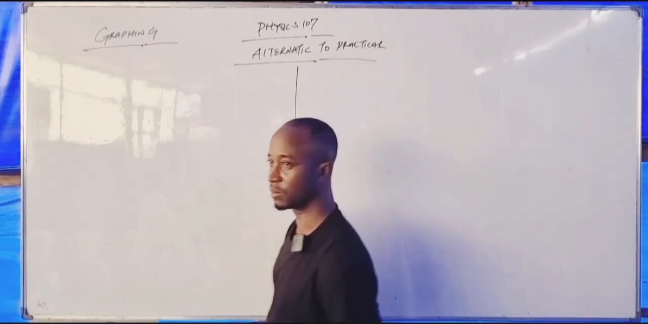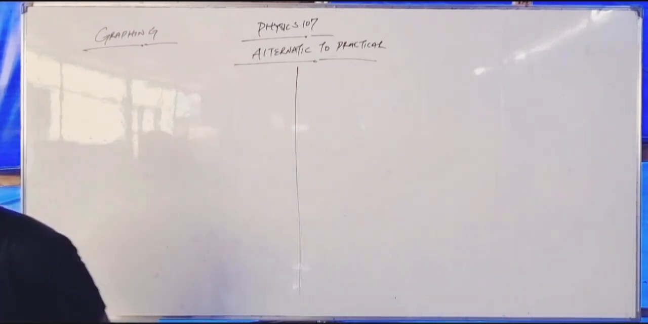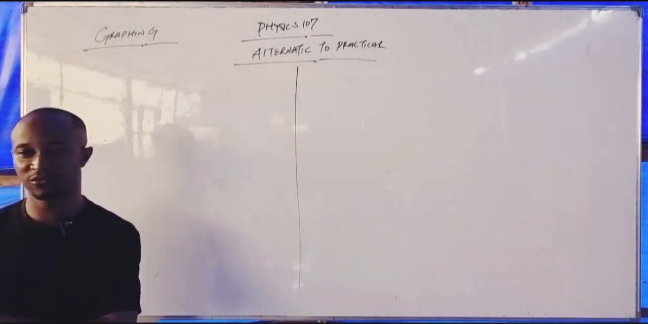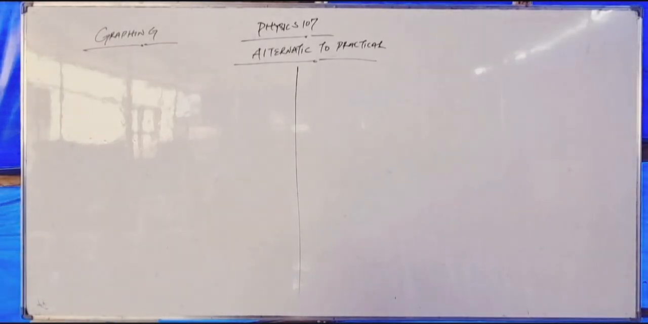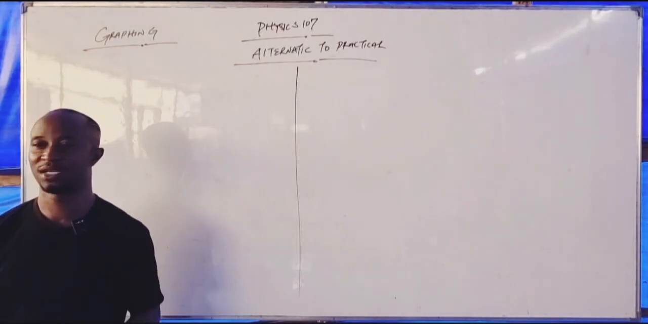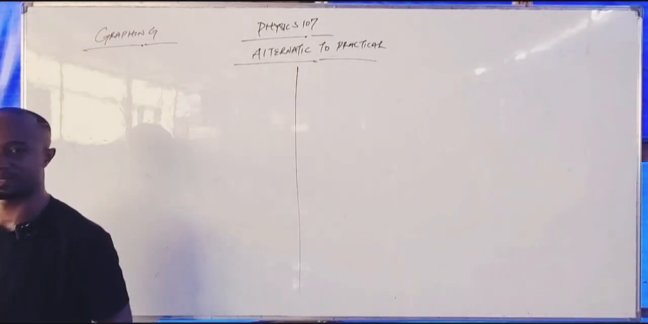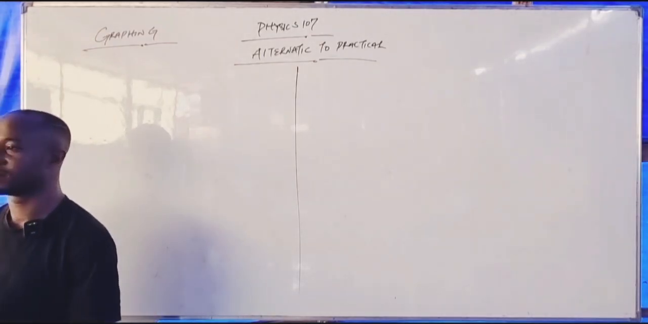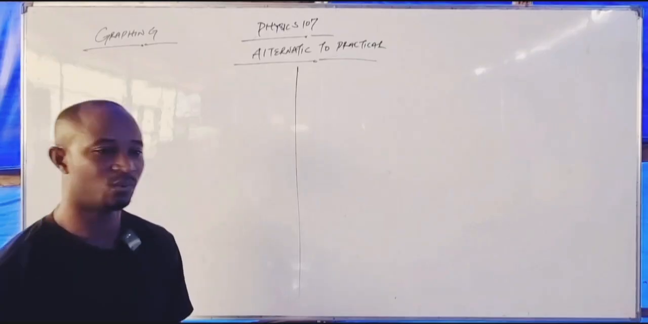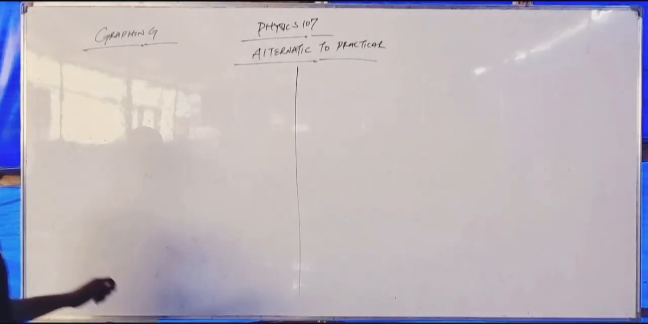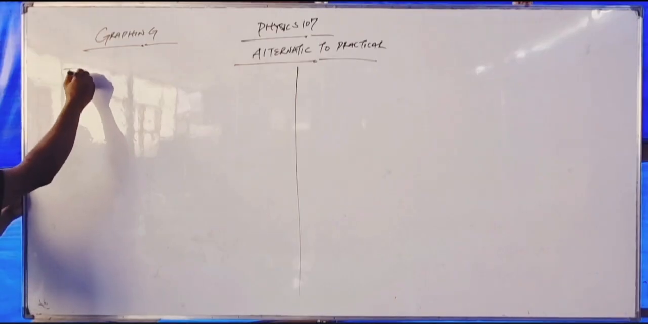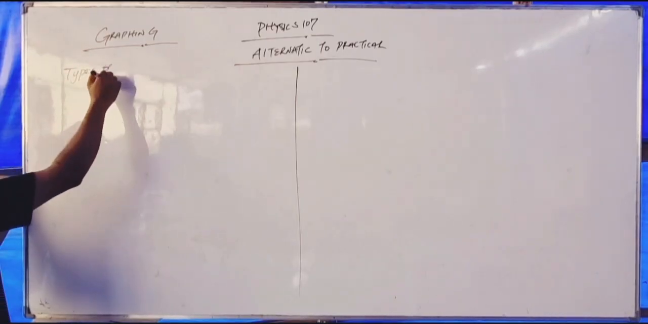Now I want us to understand graphing first. Just remove the secondary school knowledge about graphing, because what we think graphing is is not really what graphing is. Now in physics or in mathematics, we have different types of graph, right?